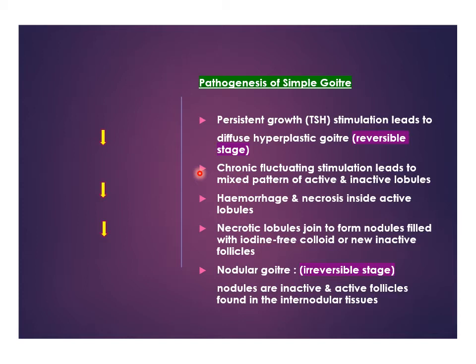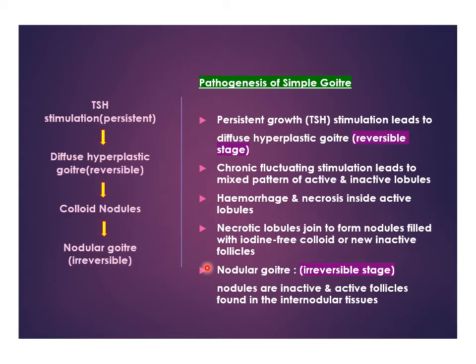The fluctuating levels of TSH cause increased and decreased activity of the thyroid gland, and this causes hemorrhage and necrosis inside the active nodules. These necrotic nodules join together to form nodules filled with iodine-free colloid or new inactive follicles, and finally become multinodular goiter, which is an irreversible stage. In this stage, the nodules are inactive, and active follicles are found in the internodular tissues.